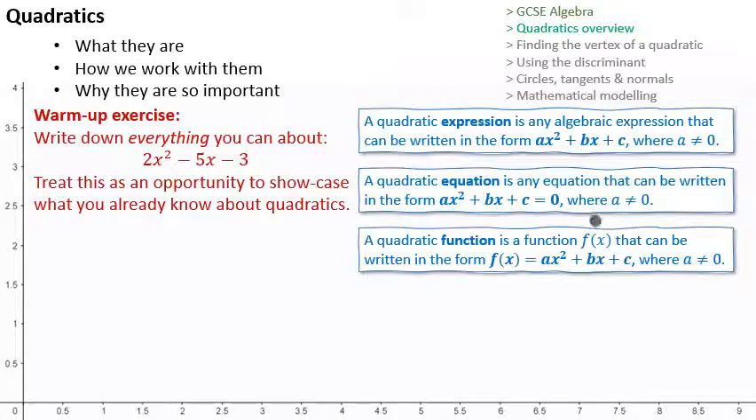And the last thing is a quadratic function. And if we're talking about the graph of a quadratic, we're representing that function in a graphical way so that we can see it as a picture in front of us. In that case, we might have y equals ax squared plus bx plus c, or f of x equals ax squared plus bx plus c.